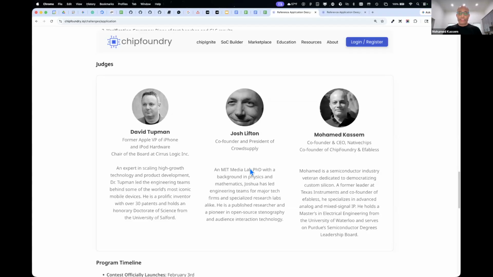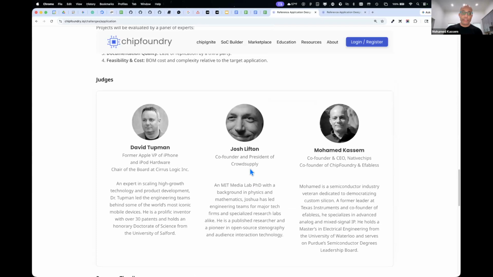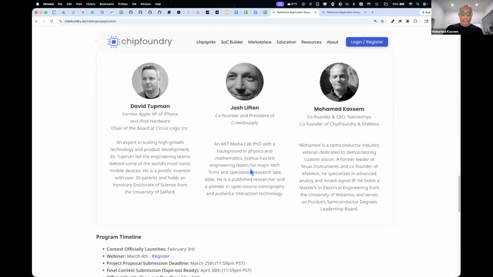So if you notice here, there's a minority of chips, that's me, and then the two other judges are from a product level, which means it's also important to consider how we present the context of the submission in the product world.